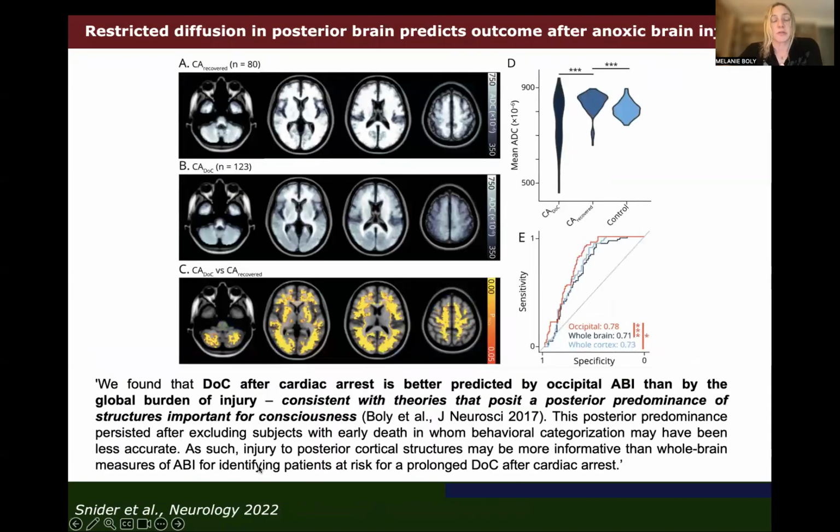If you look at lesion studies per se, we argued in some recent papers reviewing lesion studies, and this is one example, that there's much more evidence for posterior cortical lesions to be damaging for consciousness and its recovery than frontal cortex. And here is one of the most recent studies in neurology looking at anoxic brain injury. You can see here on the right side that anoxic damage to the occipital cortex alone is more predictive of recovery of consciousness than using the whole brain. So as the authors suggest, the integrity of posterior cortical areas is especially important for consciousness.